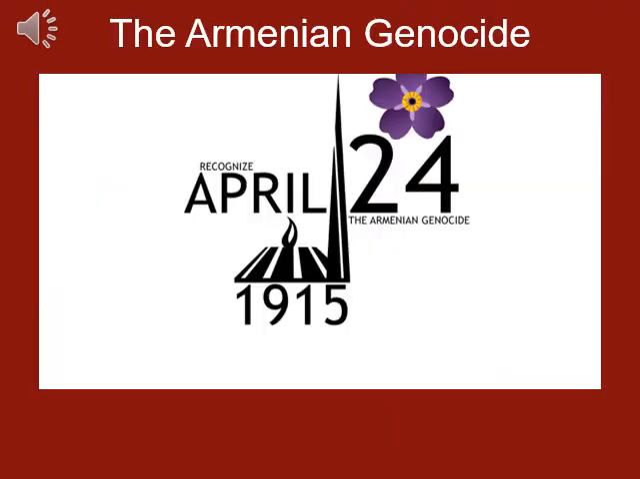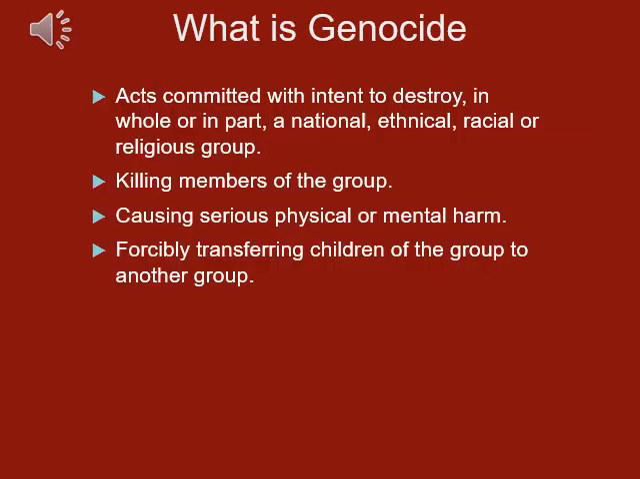Another cause in this enormity of World War I was the Armenian Genocide. So what exactly is genocide? Genocide is acts committed with intent to destroy, in whole or in part, a national, ethnical, racial, or religious group. This is the downright slaughter, the annihilation of members of that group, causing serious physical or mental harm, and includes forcibly transferring children of the group to another group through relocation marches, death marches.